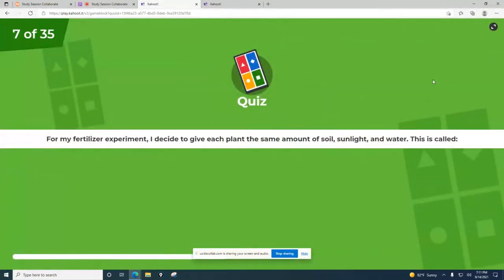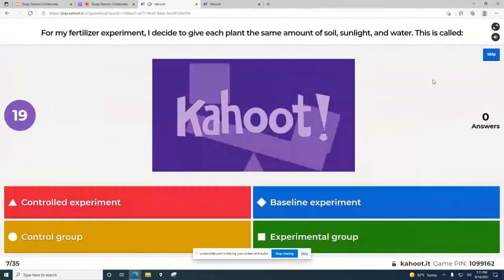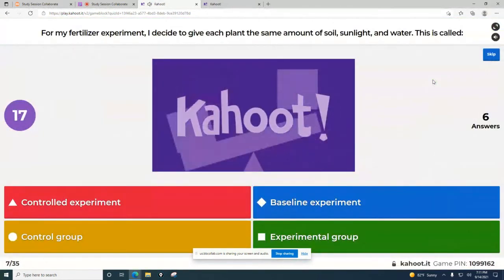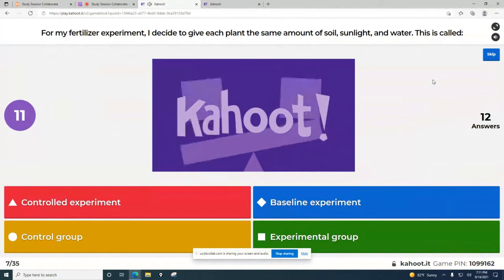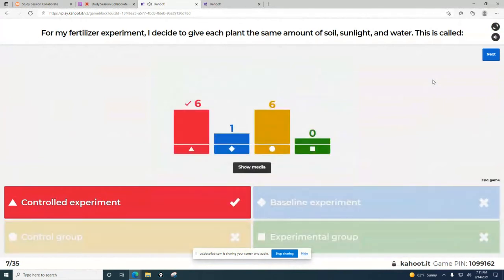So, same experiment, I decided to give each plant the same amount of soil, sunlight, and water. What is that called? I'm keeping some things the same across the board. Okay, so kind of split 50-50.